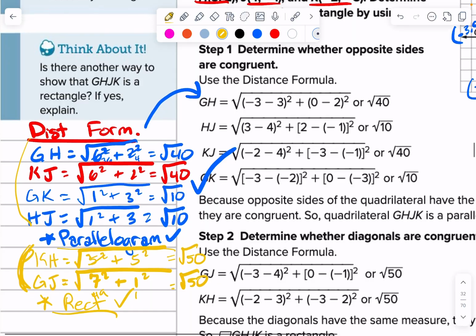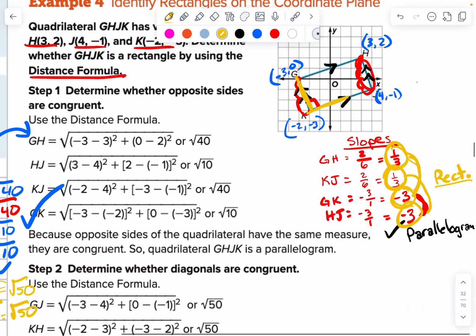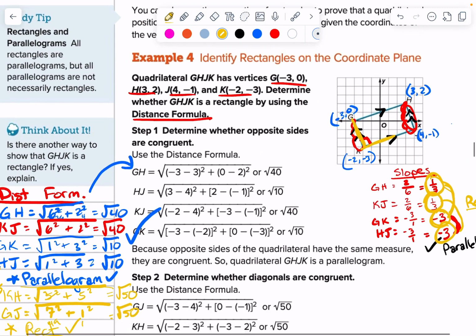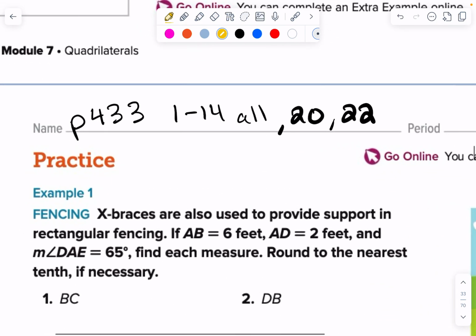You have homework. One of them you're going to do this way, one of them you're going to do this way. If you need to come back and watch this, that would be a grand idea. This is what I have for homework: 1 through 14, all that's the first page, and then 20 and 22 are where you have to do the slopes and the distance formula. You don't have any proofs, I don't think. So you're welcome for that.